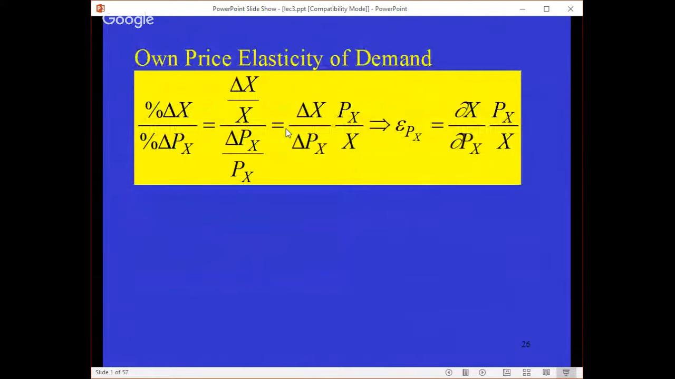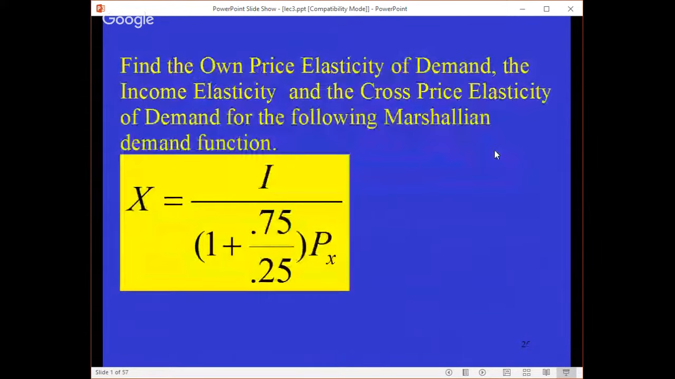Okay. The first thing I want to do is find the own price elasticity of demand for X. That means the percentage change in X over the percentage change in PX. I can do that by taking the partial of X with respect to PX times PX over X. So how do I do that? The first thing I have to do is take that ugly demand function and take the partial with respect to PX.